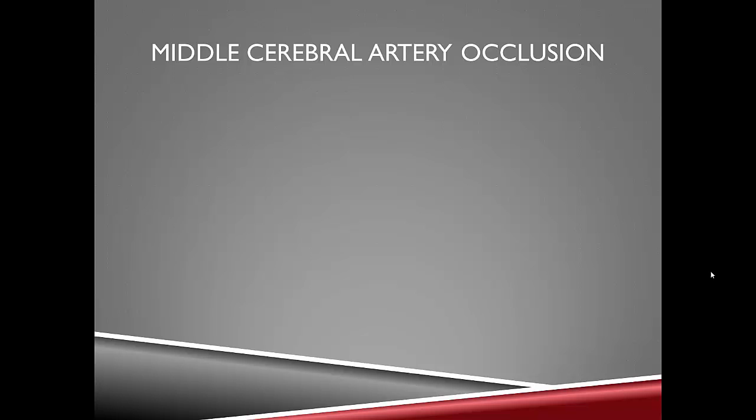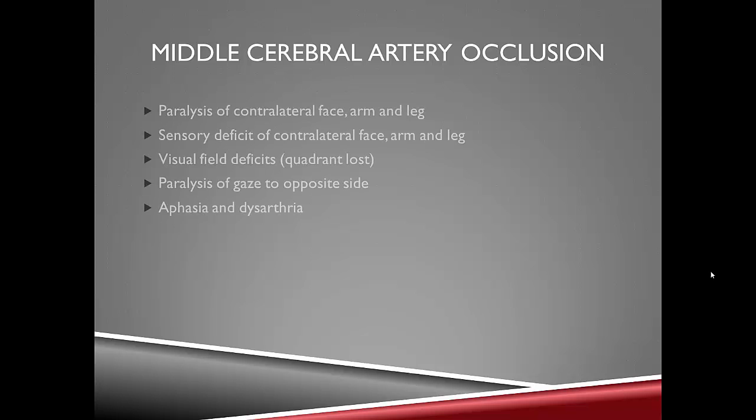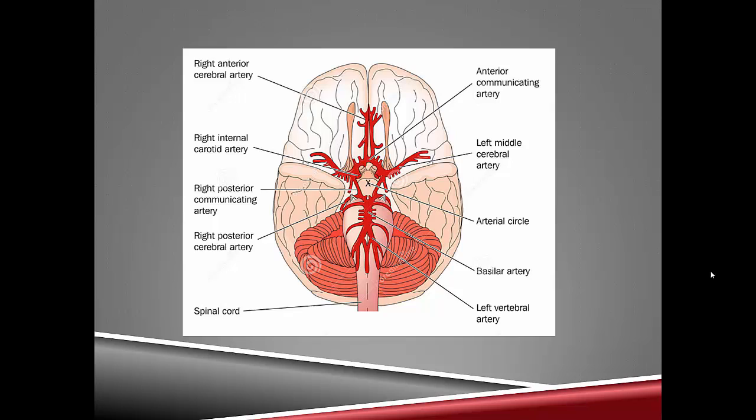So regarding the middle cerebral artery, the symptoms that you're going to commonly see, but not limited to, would be paralysis of that contralateral face, arm, or leg. You can have sensory deficits also on the contralateral face, arm, or leg. You can have some visual field deficits, paralysis of the gaze on the opposite side, and also sometimes aphasia or dysarthria. Again, this is where the middle cerebral artery is coming off, laterally.